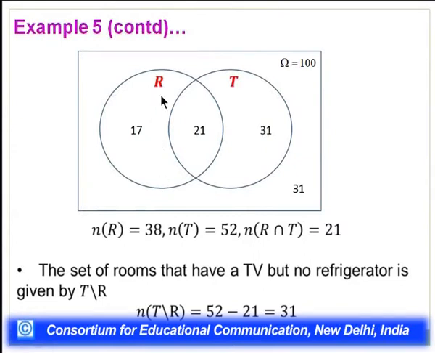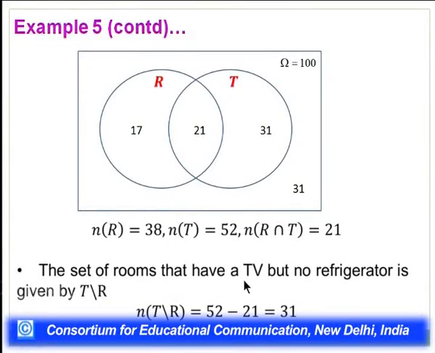Then the number of elements in R is given as 38. So this means that if we just consider R without the overlap, then the number of elements in just R would be 38 minus 21, which is 17. And similarly, the number of elements in just T would be 52 minus 21, which is 31, which is written here.